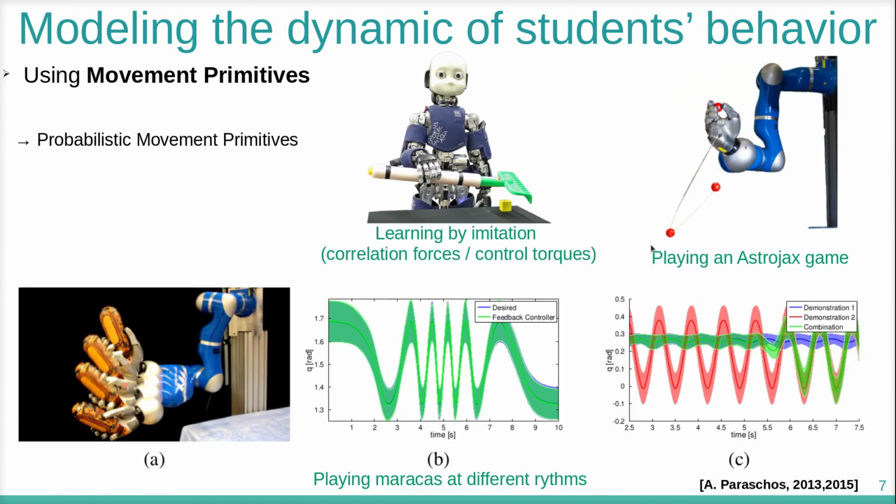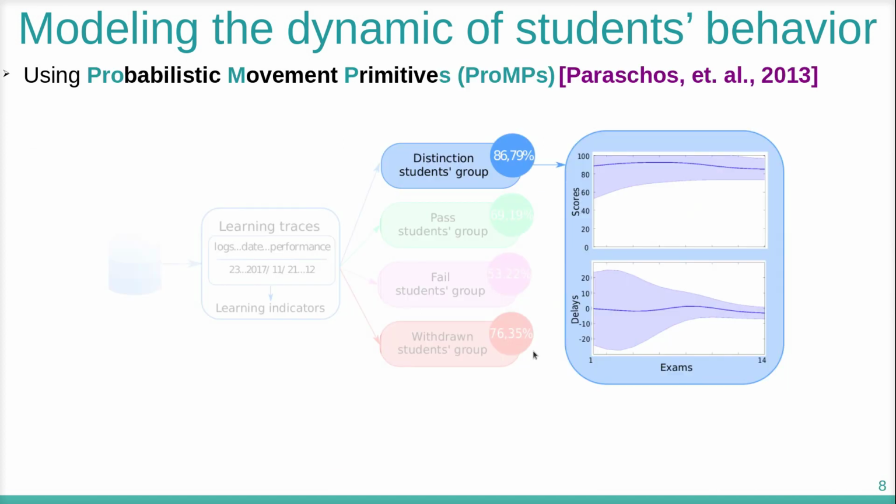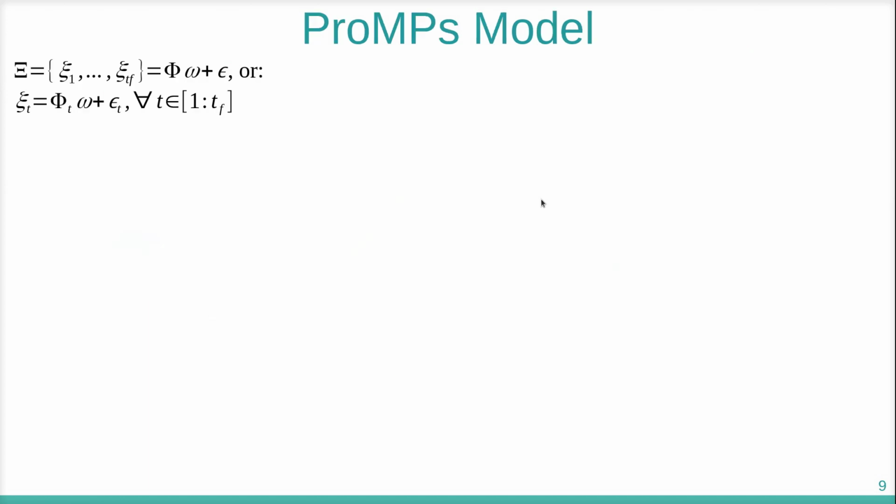And in our case, we focus on probabilistic movement primitives that allow robots to learn by imitation, to play complex games that require precision, and to play maracas, which requires rhythmics. So the probabilistic movement primitives model is quite complete to represent complex movement. This is why we select it. It has been created by Paraschos in 2013. So we apply this method to the e-learning field.